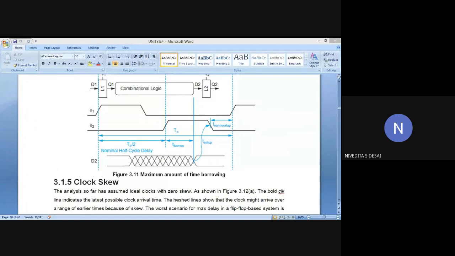Okay, so are you getting it? Then what do you mean by opportunistic time borrowing?